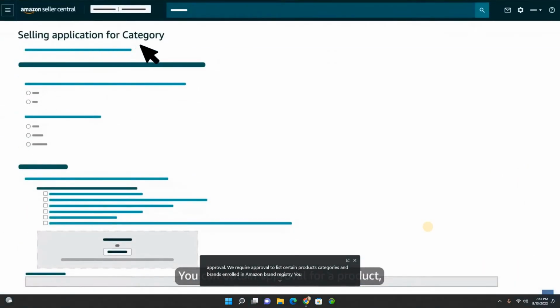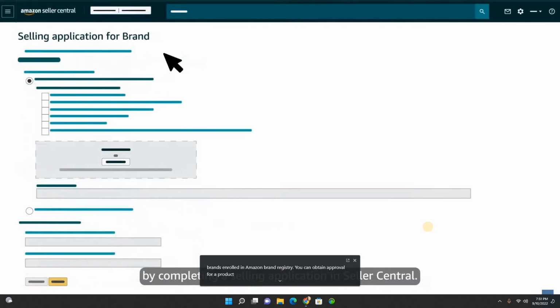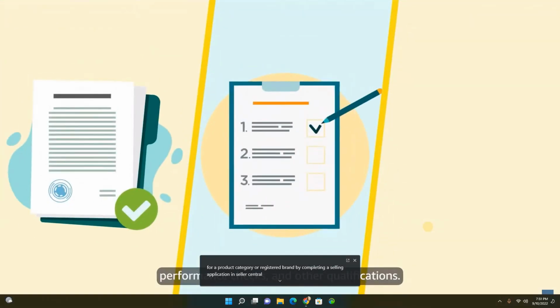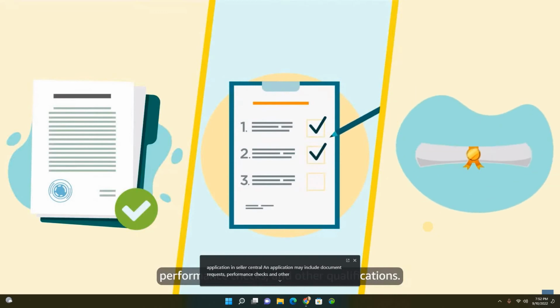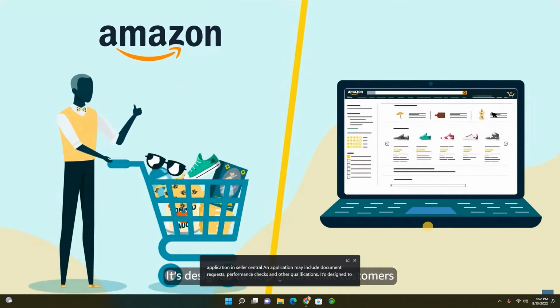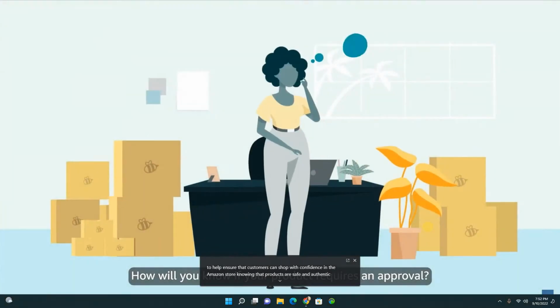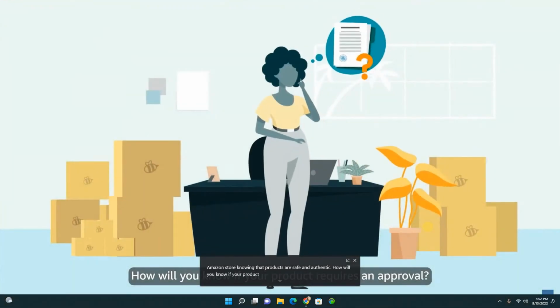You can obtain approval for a product, category, or registered brand by completing a selling application in Seller Central. An application may include document requests, performance checks, and other qualifications. It's designed to help ensure that customers can shop with confidence in the Amazon store, knowing that products are safe and authentic. How will you know if your product requires an approval?